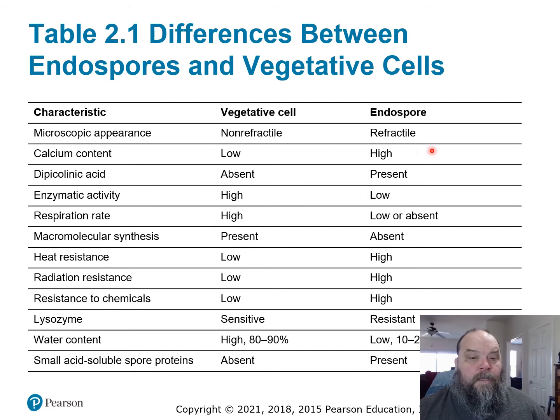When we look at these differences between the endospores and the vegetative cell, calcium content. Turns out calcium is going to help stabilize many of these different coat layers. Because remember, each layer, different composition. Going to use calcium. Going to use dipicolinic acid as a means of stabilizing, to aid in the resistance.